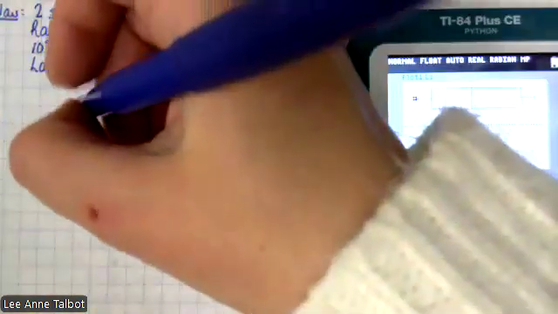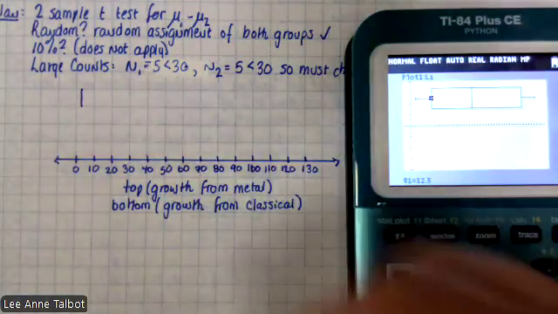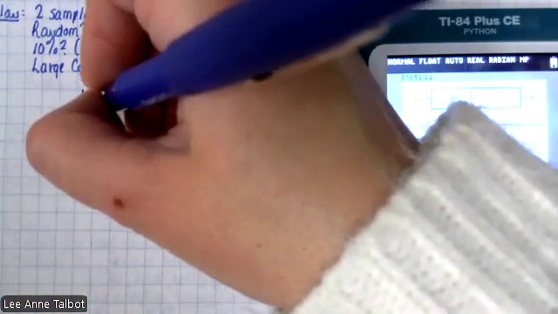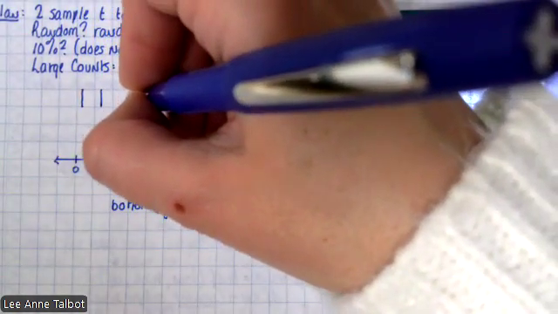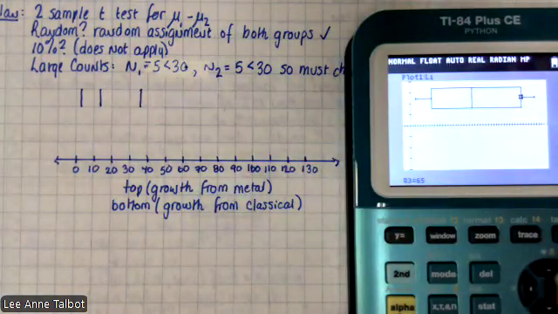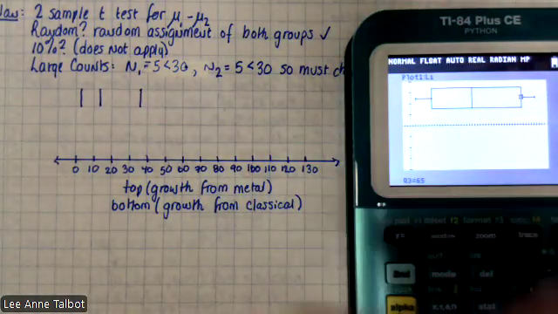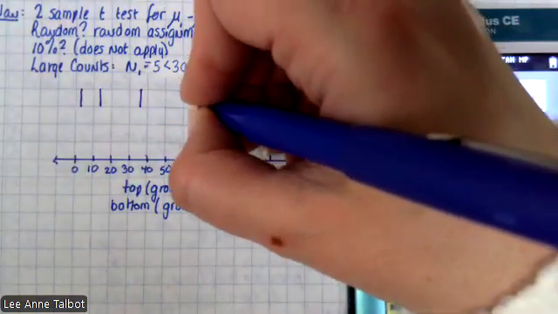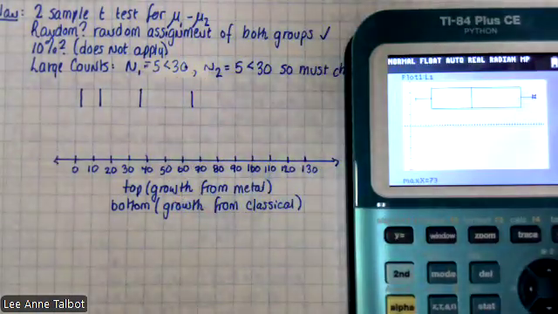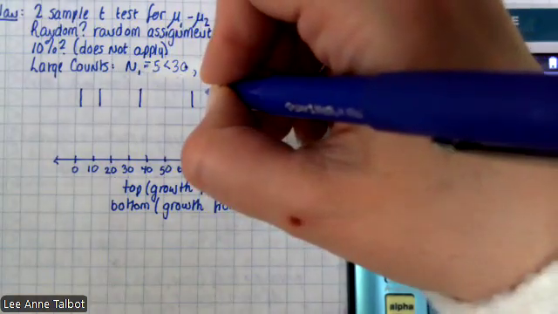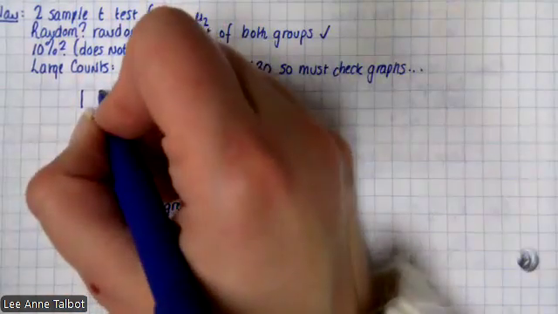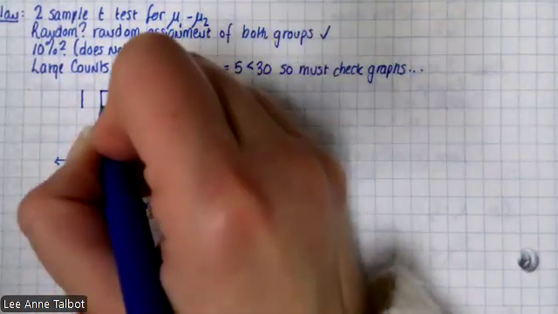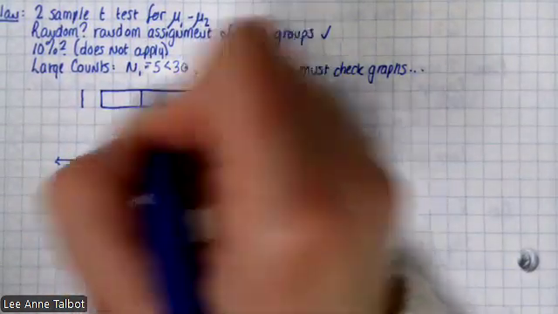Okay, so minimum is 3. First quartile's 12.5. Median's 36. Third quartile's 65. And max is 73. Okay, and then connect.